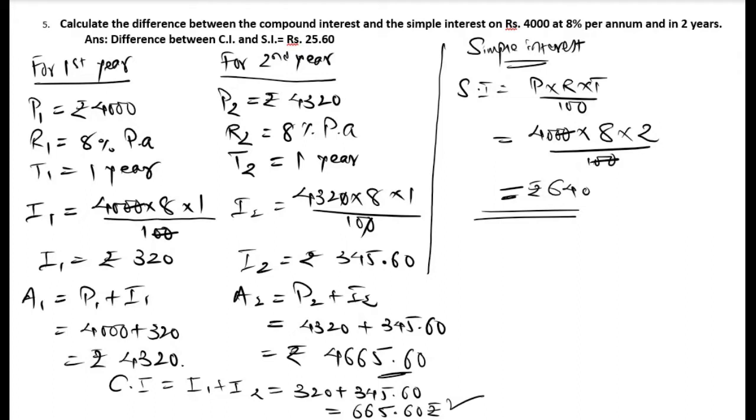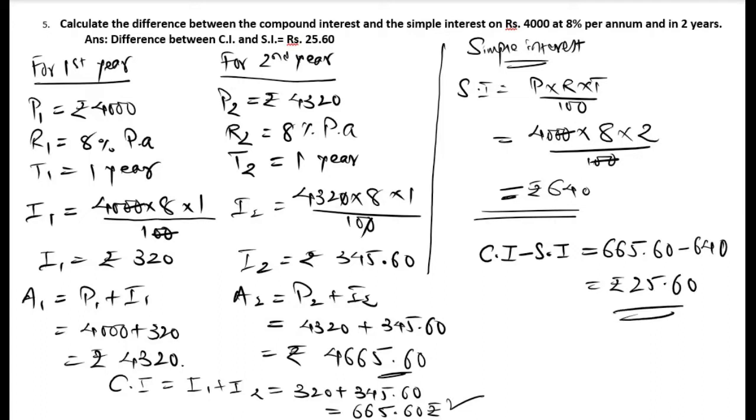We'll note this down, but before that, we'll conclude this question. The question is, what is the difference between compound interest and simple interest? So we'll definitely do CI minus SI, not SI minus CI. So 665.60 minus 640, which is rupees 25.60. Right, so this is how you solve.